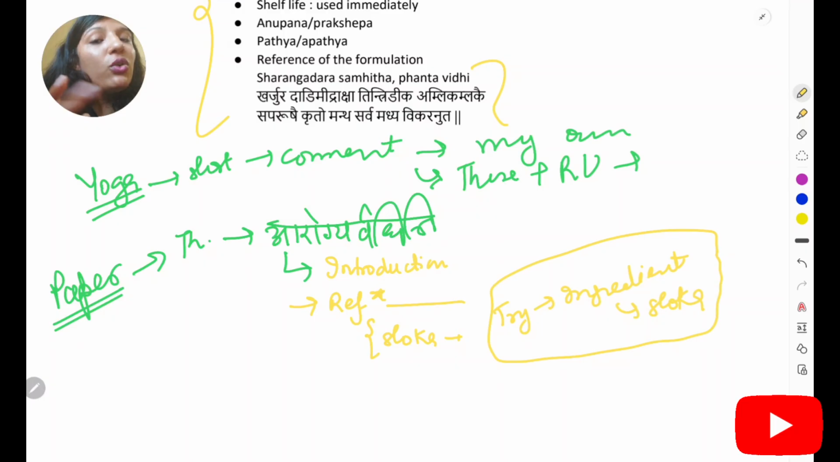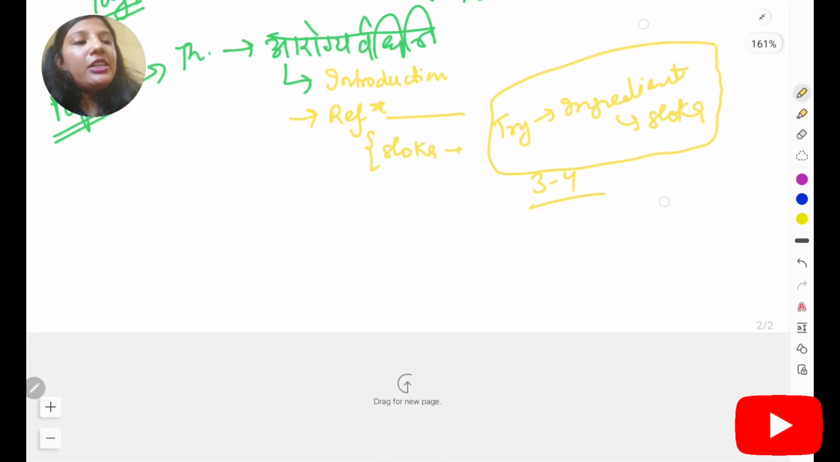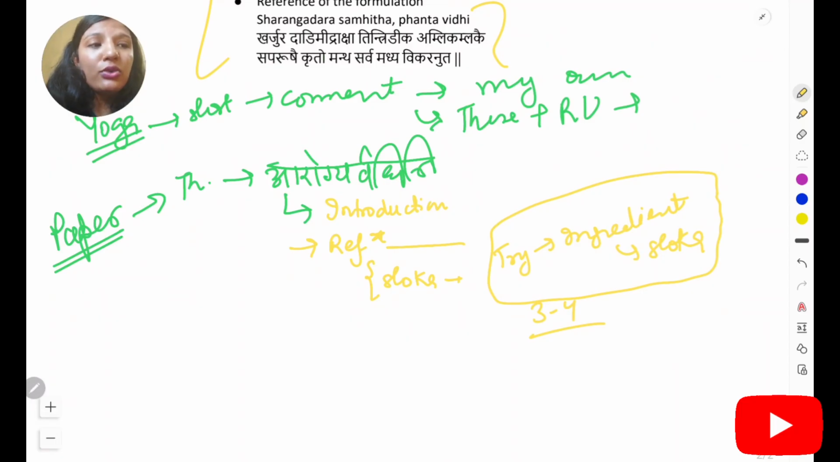But if we don't learn the shloka and we are just remembering it like a drug, when we read 40 or 50 yogas, we will mix all those things. So at least try to learn the ingredient shloka, three or four lines. After that, if you have written the shloka, it's good. If you didn't write it, then also good. Then write the ingredients. If you didn't remember the shloka, write the ingredients very correctly, neatly and appropriately.